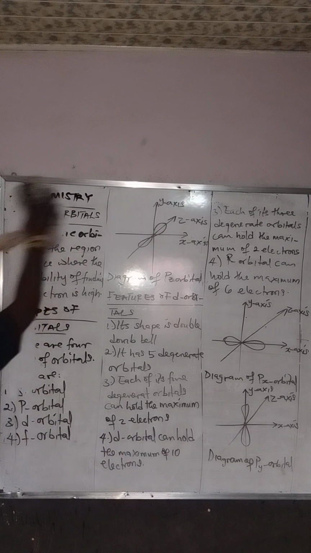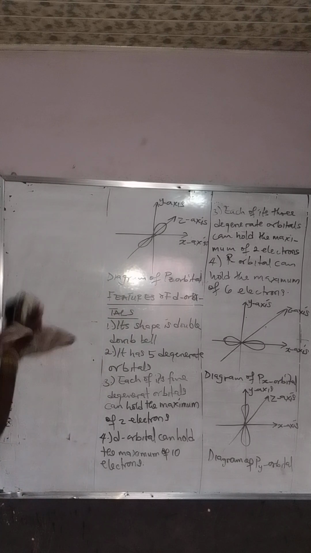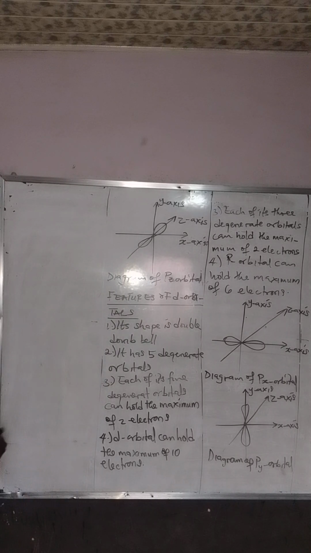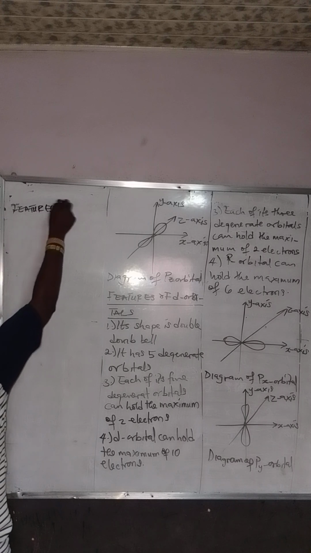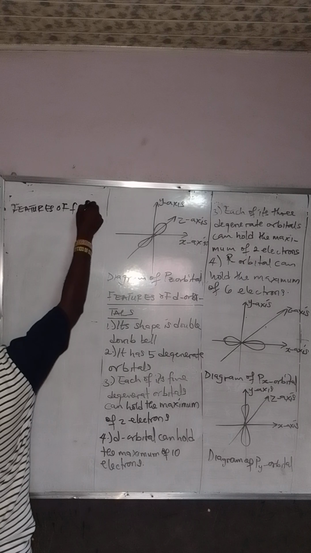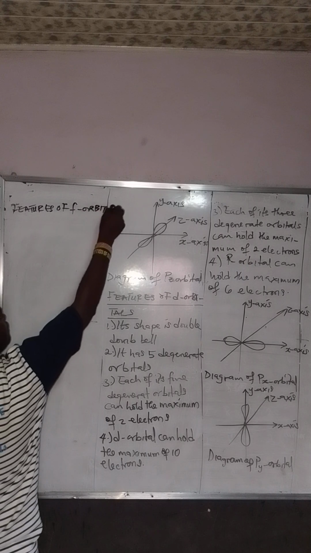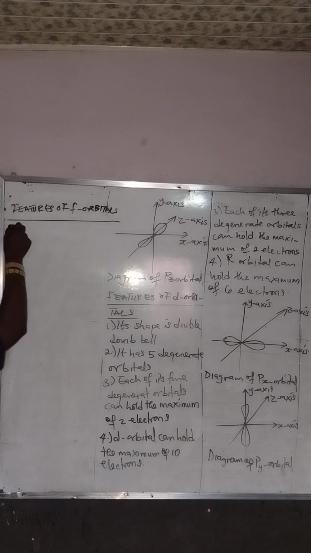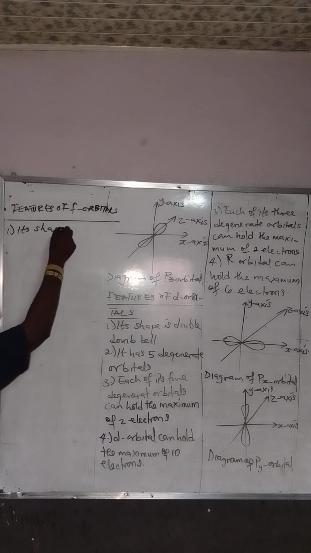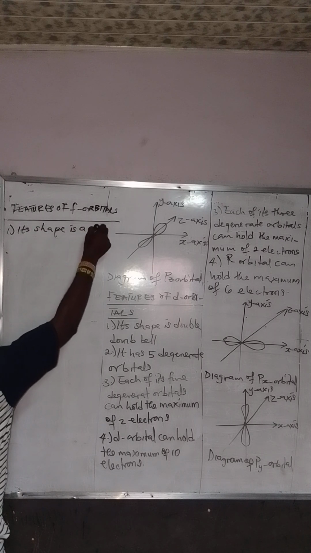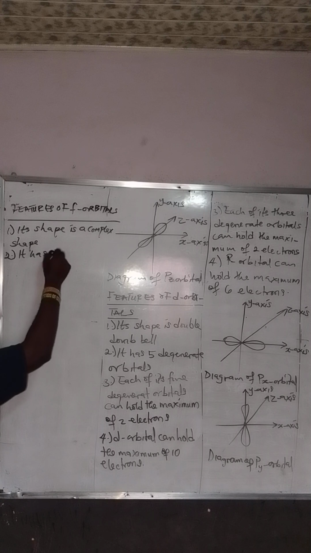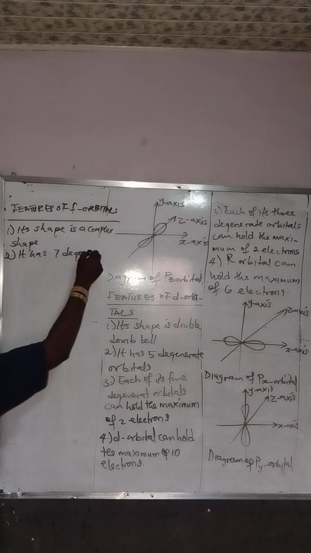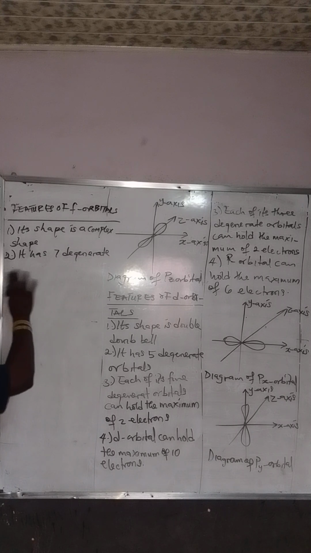Then the next one is f orbital. Features of f orbital. Number 1, its shape is a complex shape. Number 2, it has 7 degenerate orbitals.